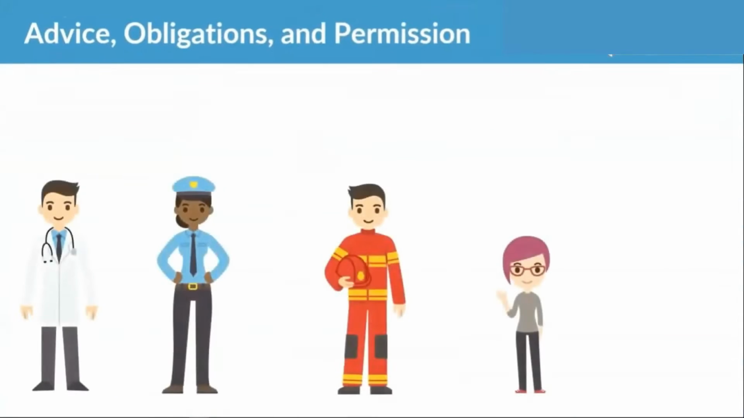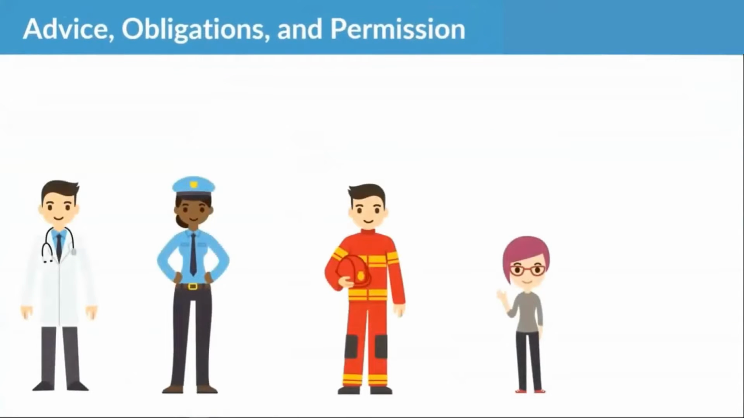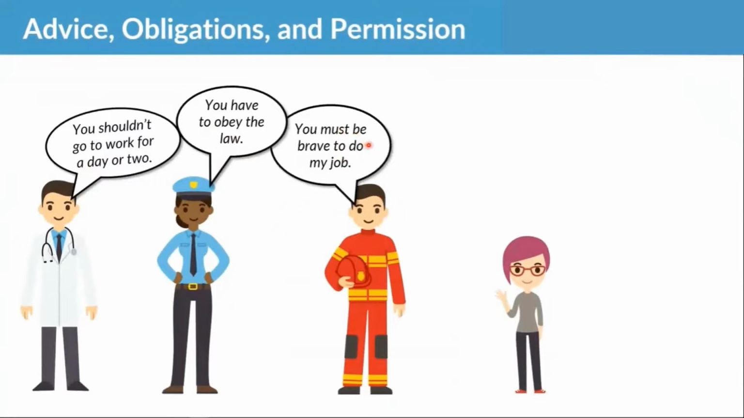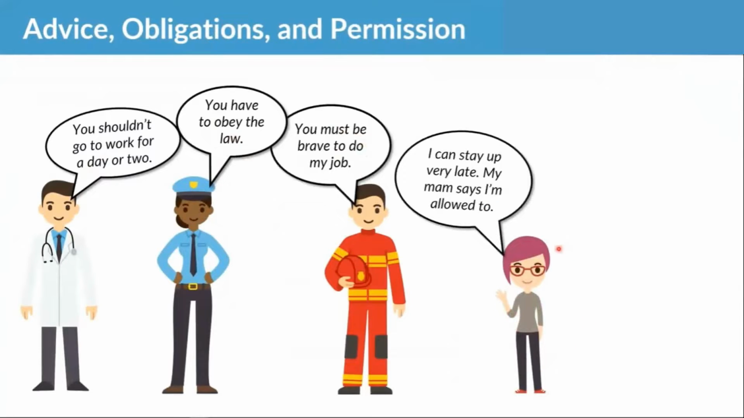So, here we have a couple of characters, and let's look at some sentences that we might hear from these people. Here we have a doctor, and he says you shouldn't go to work for a day or two. Then here we have a police officer, and she says you have to obey the law. And we've also got a fireman who says you must be brave to do my job. And finally, we have a young lady here who says, I can stay up very late. My mom says I'm allowed to.